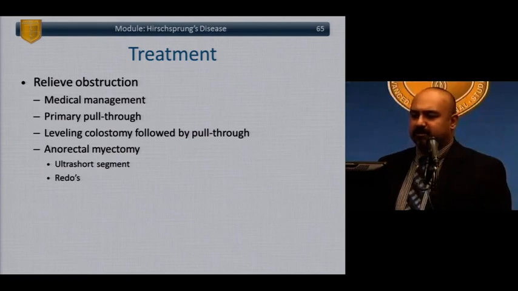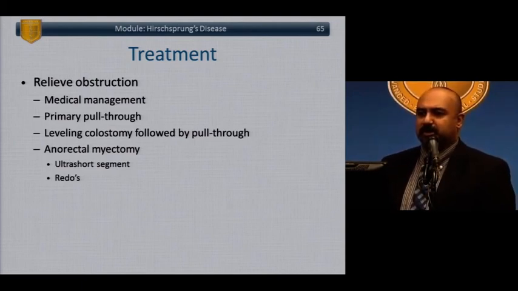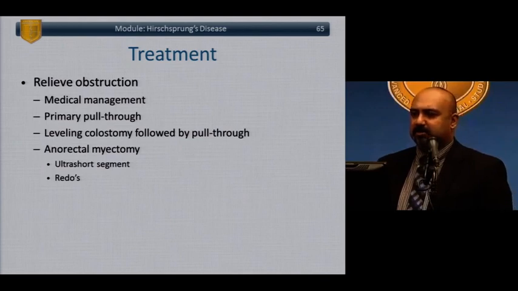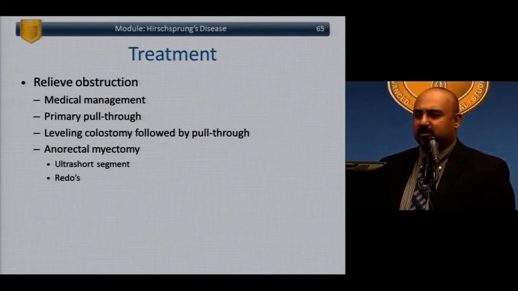Treatment, just relieve the obstruction. You can medically manage these with frequent enemas, and if they do well with that, you can do a primary pull-through procedure at a later date. Some people are doing neonatal pull-through procedures right away, which is also another way to do this. Or the third way that's been described, a conservative way, is a leveling colostomy. We'll do this if they failed medical management.